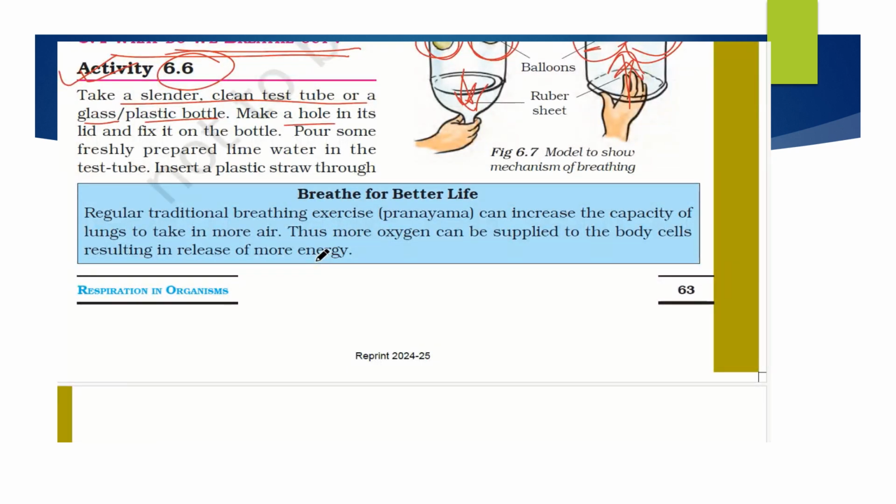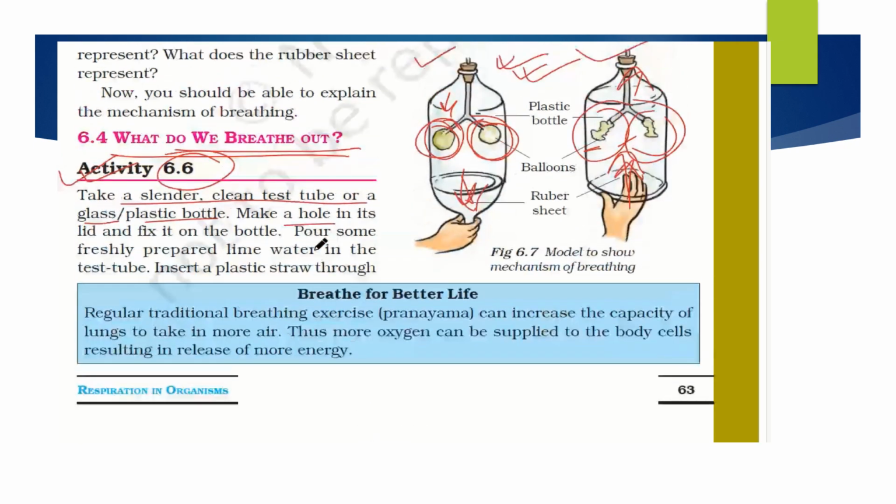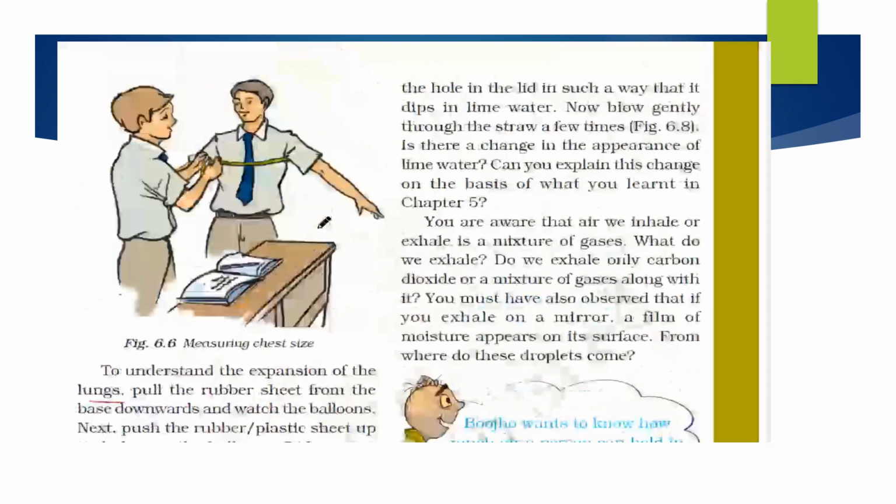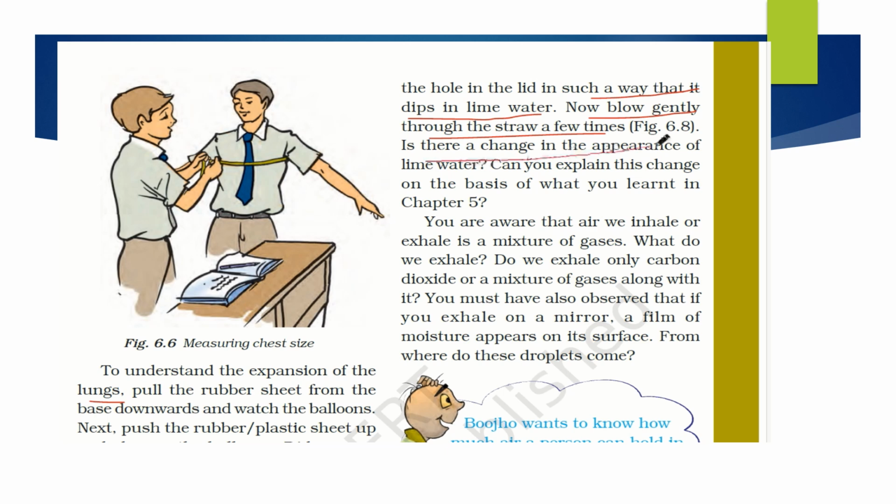Pour some freshly prepared lime water in the test tube, insert a plastic straw through the lid, and the hole in the lid must be placed in such a way that the straw dips in lime water, right? Now blow gently through the straw a few times. Is there a change in the appearance of the lime water? Can you explain this change on the basis of what you have learned in chapter 5?